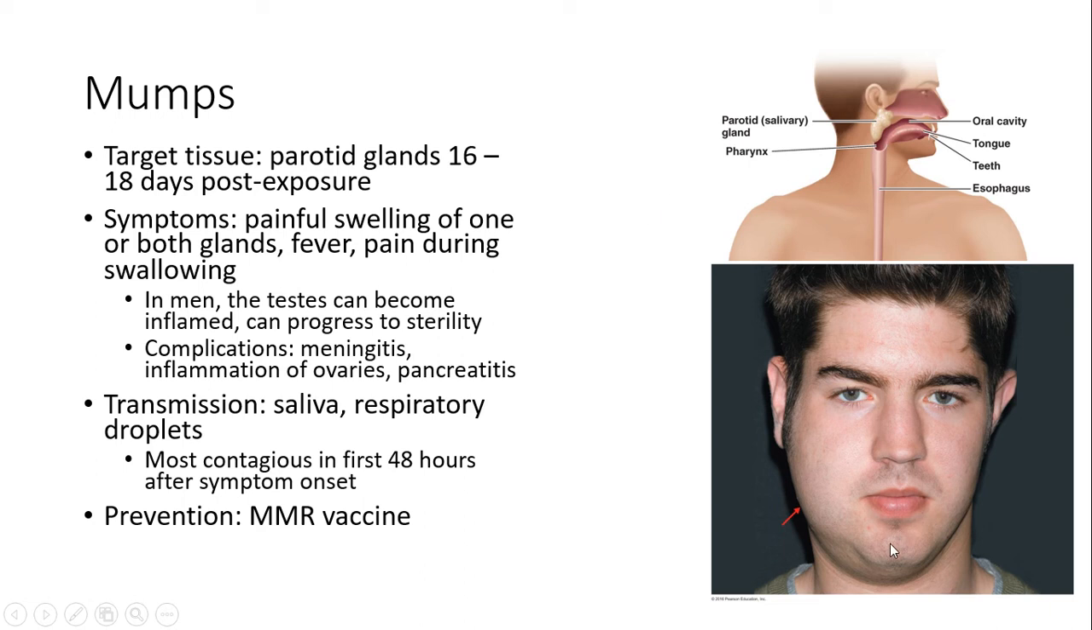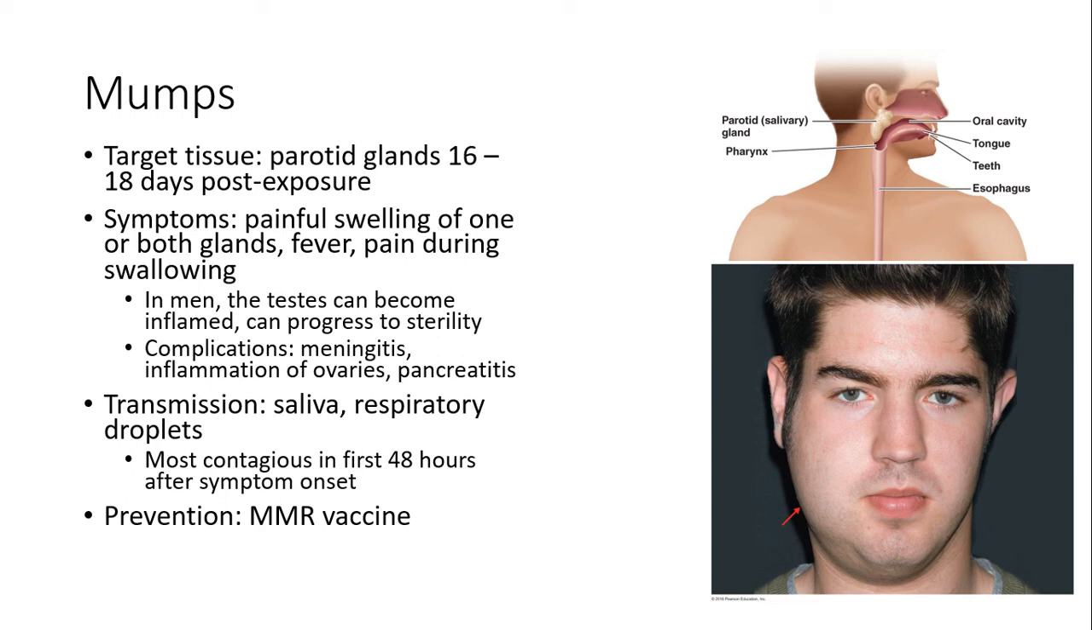The symptoms are going to include a painful swelling of one or both glands. So with this man, you'll see that he has swelling on his left side, and you see that it's extended, distended right here. And so you'll see this really big neck sort of thing going on. You'll also see fever and pain when swallowing. In men, this can also lead to sterility as the testes can become inflamed. The virus can also cause complications including meningitis, inflammation of the ovaries, and pancreatitis.